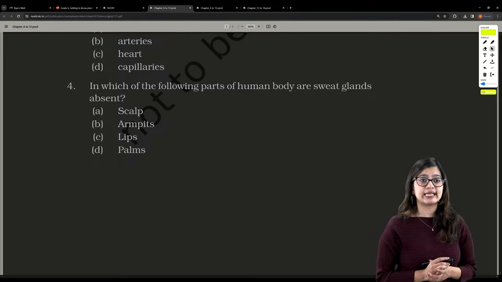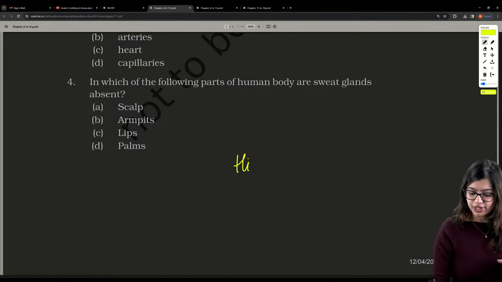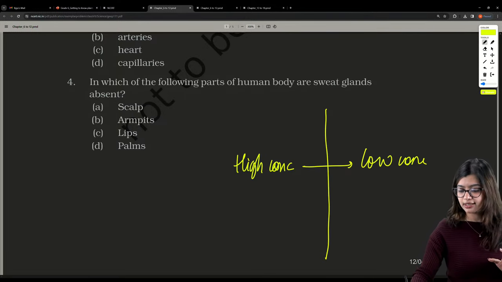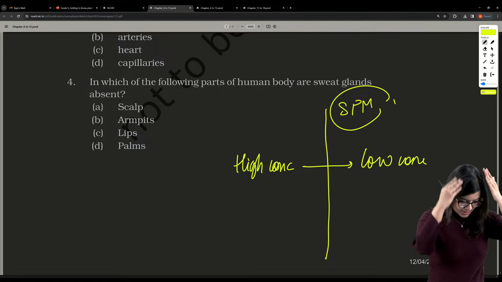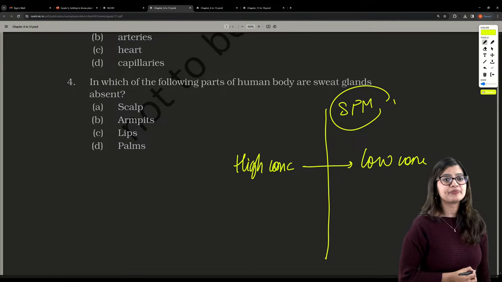What is osmosis? Osmosis is the movement of water molecules from a region of high concentration to a region of low concentration across a semi-permeable membrane. Yes? Scalp means this part, the layer of skin that covers the head, right?